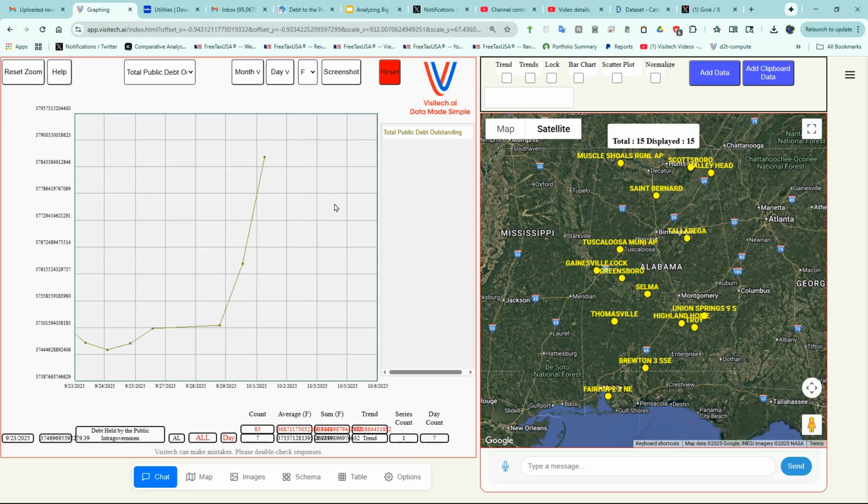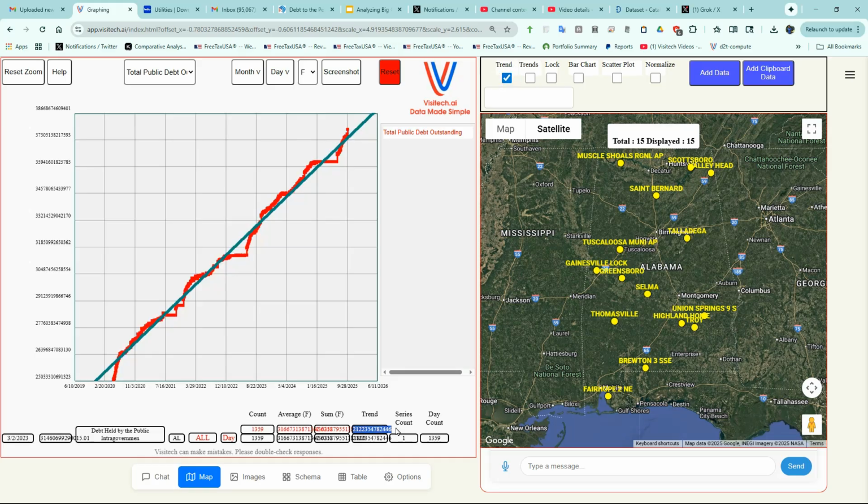And over the last 2 days, the national debt has increased by $358 billion. Now let's zoom out and look at the whole graph. First, I'm going to focus on the last 5 years. And I'm going to turn on the trend line by clicking this checkbox.